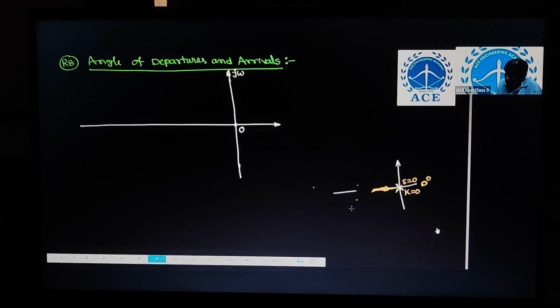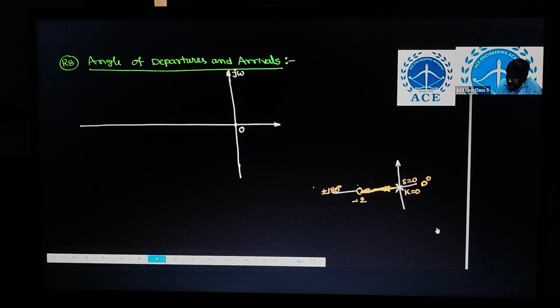For example, I'll put a zero here. Come on, tell me, what is the angle of arrival? Anybody? This direction. What is the angle of arrival? 180 degrees. Angle of arrival is 180 degrees, and departure also 180. Okay?